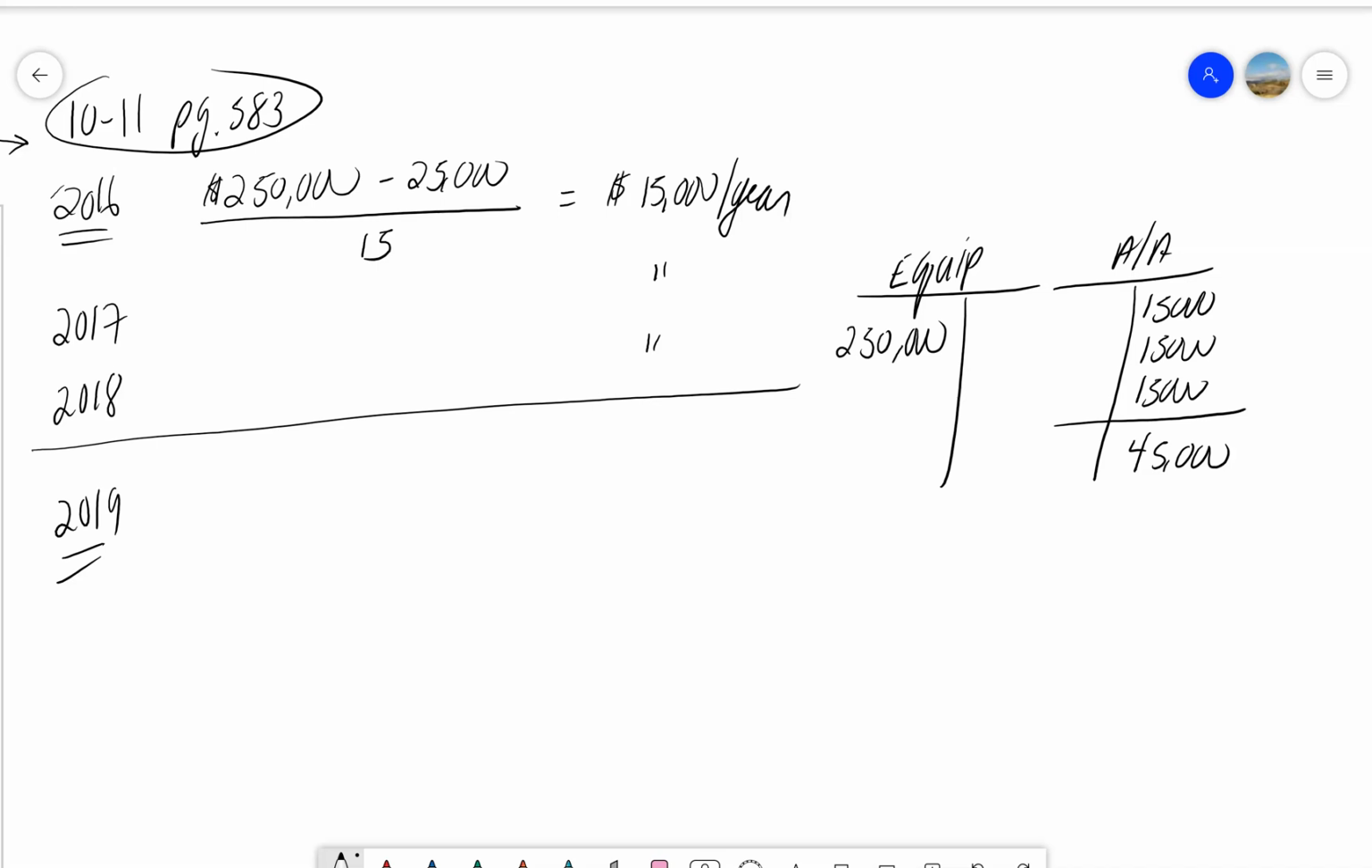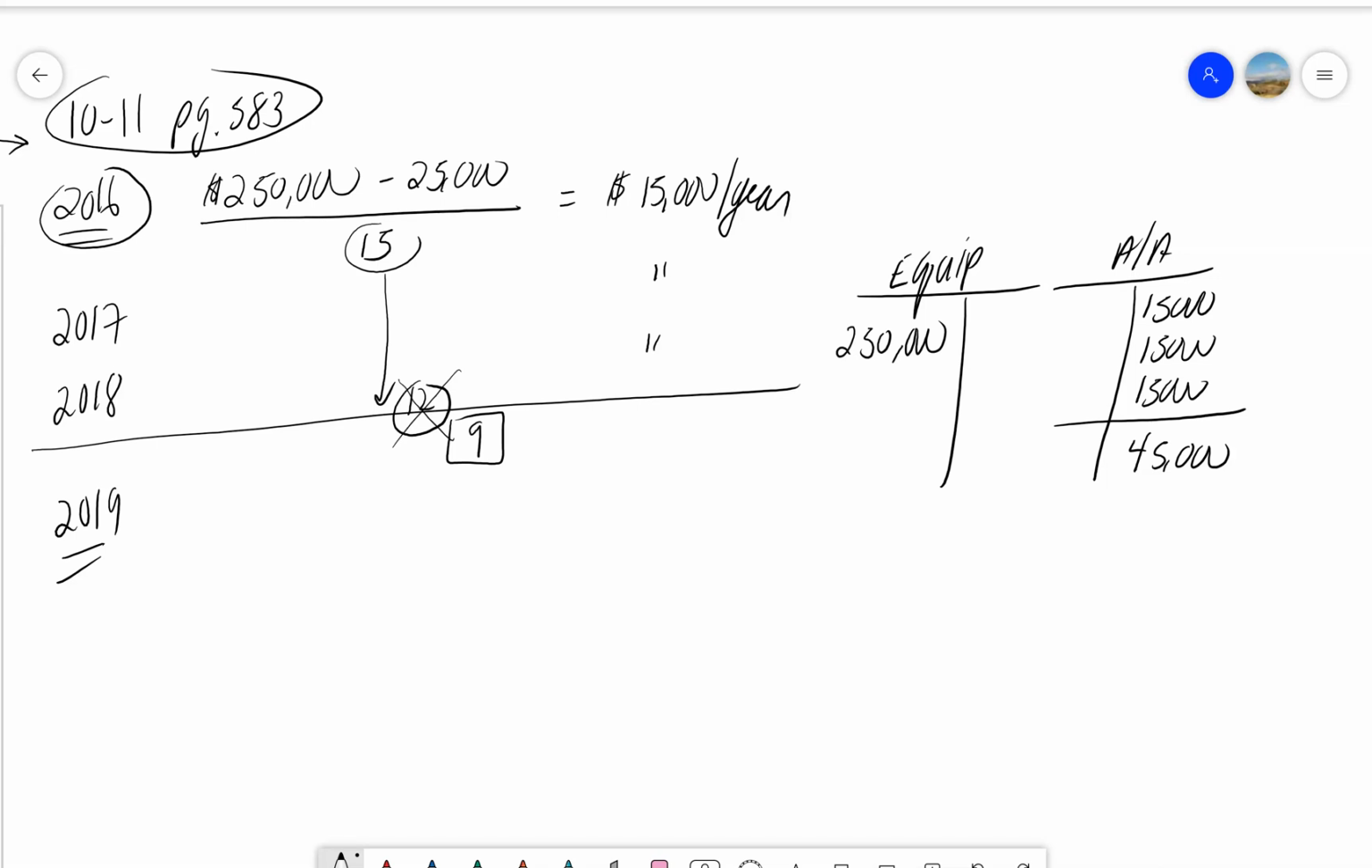Now remember, in 2016, we thought it was going to last for 15 years. So based on 15 years, it would still have 12 years remaining at the start of 2019. And all we're saying is that that is no longer true. After using it for 3 years, that 12 should now be 9. So we only have 9 more useful life remaining going forward.